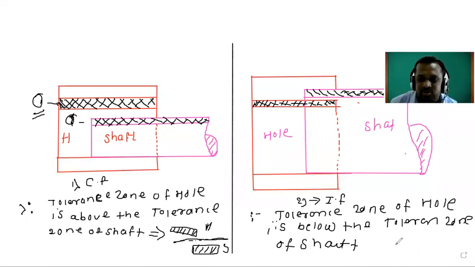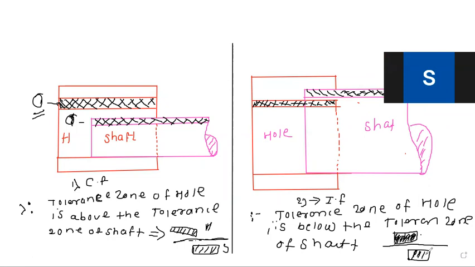And here how to show the interference fit in a graphical manner. Suppose this is the basic size or zero line. Now tell me, this is the tolerance zone and this is the tolerance zone. Then tell me, what is this tolerance zone? Is this the tolerance zone of shaft or hole? Shaft. It is the shaft, and this is the tolerance zone for the hole.